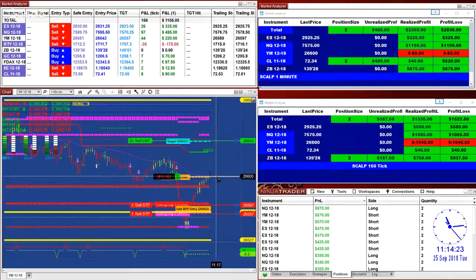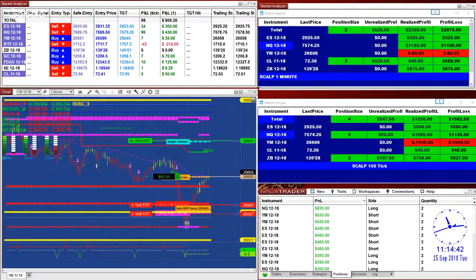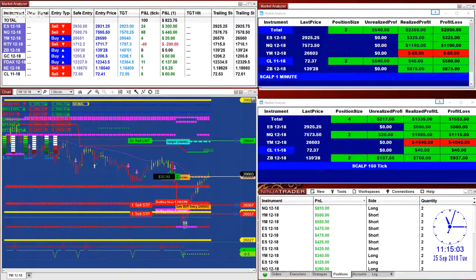A new signal right now on the YM long, 66 level. New signal. Good, I caught it on time. So this is a new signal we have. Target 641.